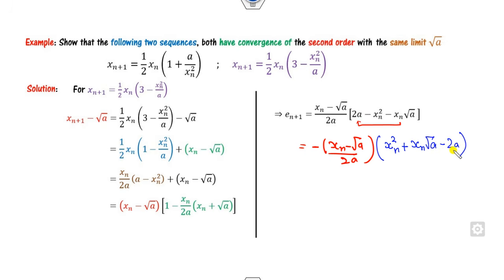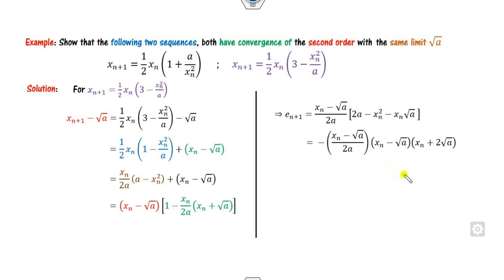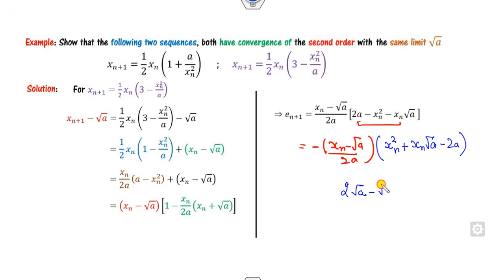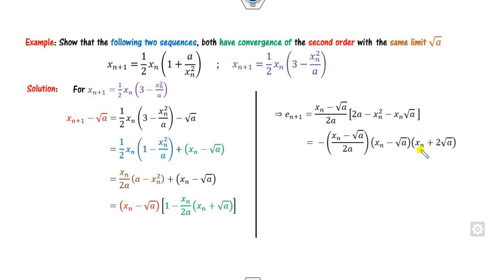It's root a and 2 root a, so you can simply factorize them. It comes to be here. You can factorize them to be here. Fine. So once you factorize them, you can get this expression.